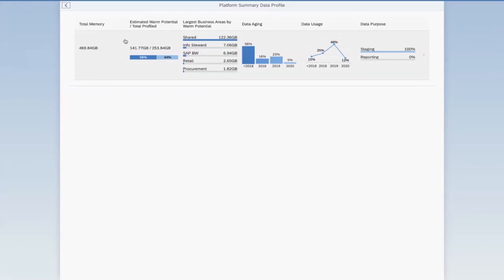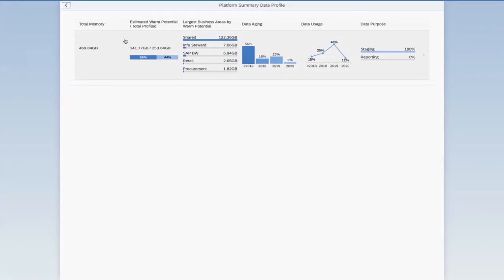The total memory profiled in this case is 254 gigabytes. And of that 254 gigabytes, there is 141 that we were able to do the estimated warm potential for. The difference, again, is that you might have tables in memory for which there is no date column, or tables for which the date columns are not in memory. So there's a little bit of a difference there.